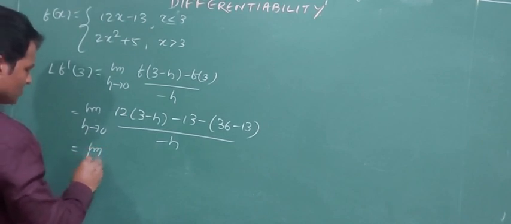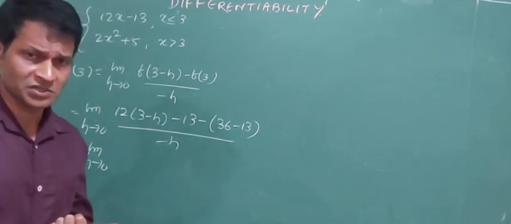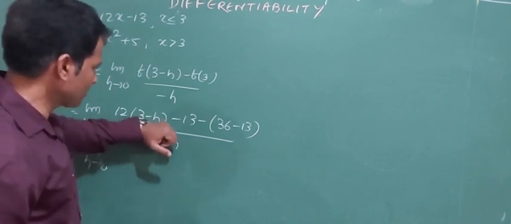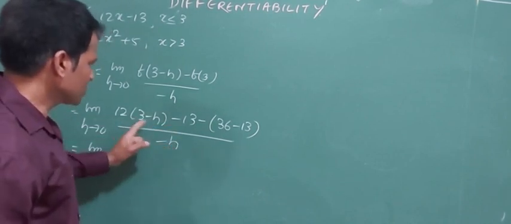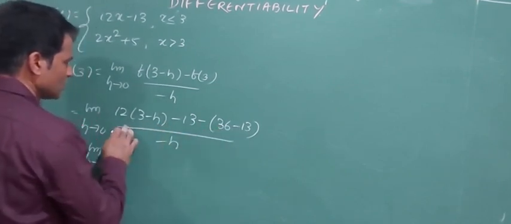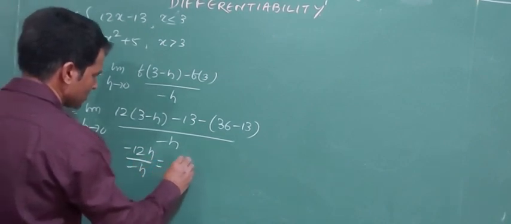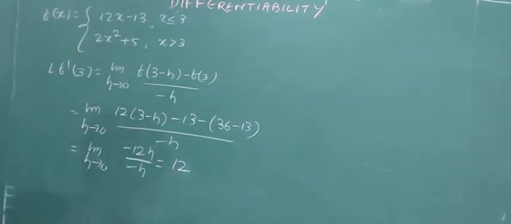Limit h tends to 0. What I told you: denominator is having h, never replace h tends to 0. If it is not there, directly replace h tends to 0. As h is there, so calculation. 36 minus 13, 23. 23 cancels out. Minus 12h by minus h. Alright, left hand derivative I got 12.